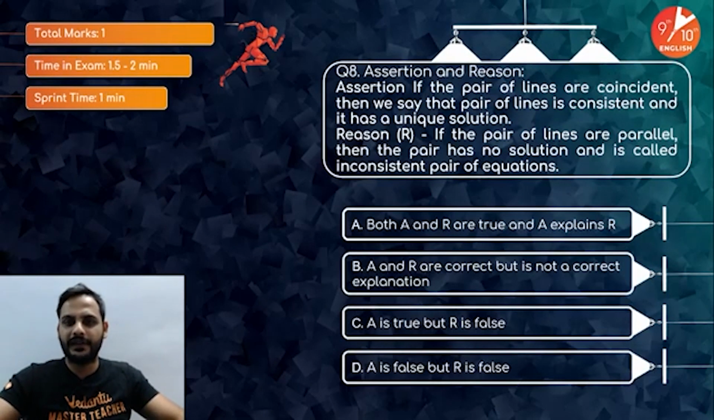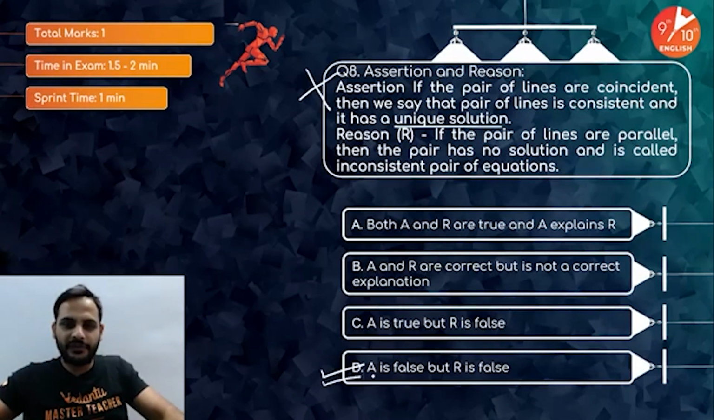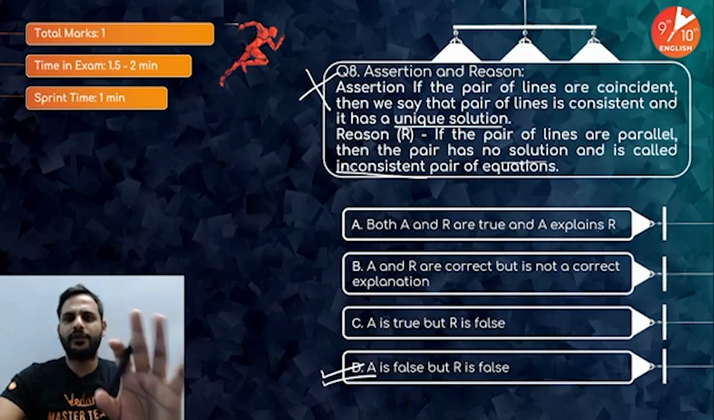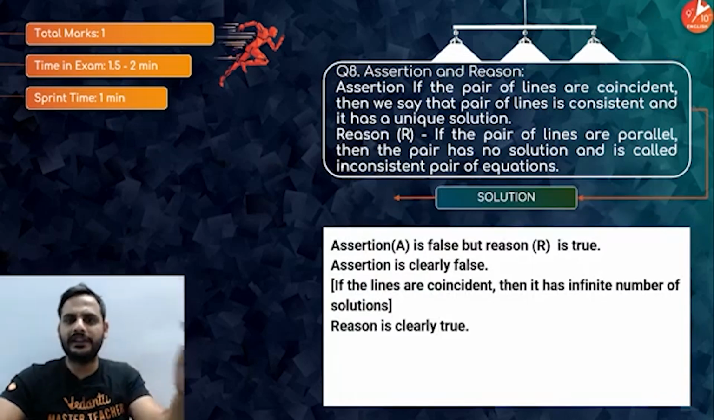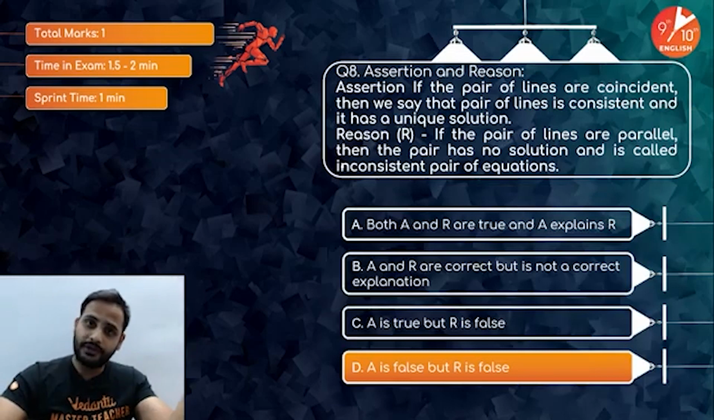Next one. If the pair of linear equations, the pair of lines are coincident, then we can say the pair of lines is consistent and it has a unique solution. Friend, this was visible, right? In coincident we have infinite solutions. Assertion is false. Option D will be your answer. Reason will be true. Pair of lines are parallel, it has no solution and it is called inconsistent. It is true. Okay? So I hope after this, there is no doubt in inconsistent, consistent, I have cleared everything. If not, go to the first question.